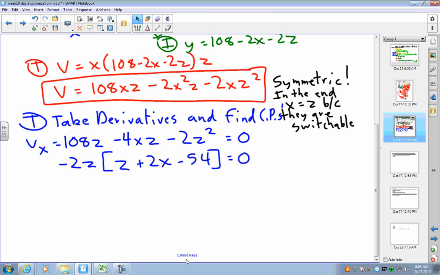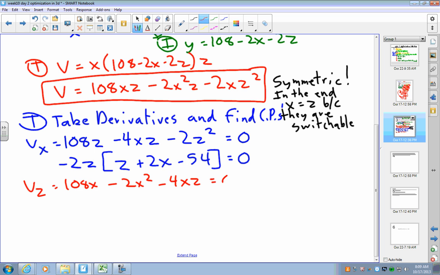And then the other one I would have is the Vz, which is 108x minus 2x squared minus 4xz equals 0. I'm going to pull out a negative 2x this time, and I'm going to get x plus 2z minus 54 equaling 0.